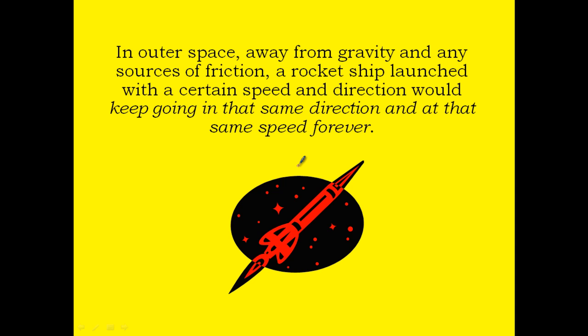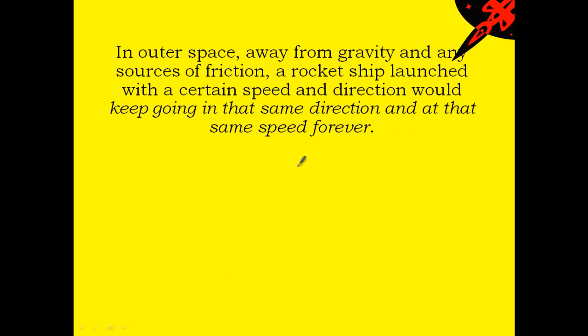So in outer space, away from gravity and any sources of friction, a rocket ship launched with a certain speed and direction would keep going in that same direction and speed forever, because there's nothing in space to really slow it down. There's no air, so there's no air resistance. That rocket will go on forever, unless it comes close to a big star or a planet, but space is so empty that that's not very likely. So that rocket will actually go forever and ever. You just give it one little push, and there goes the rocket. Bye, rocket.